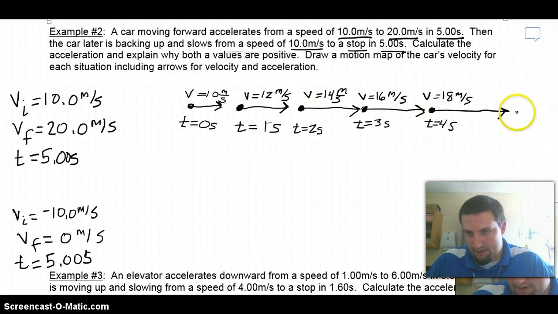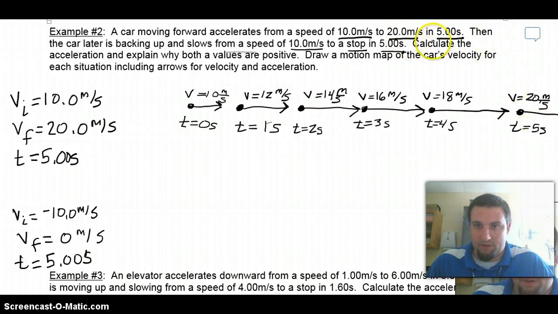And then at the very end, I'm going to be going off the page here. This velocity is 20 meters every second at time equals 5 seconds. And this should match up. At 5 seconds, my speed is 20 meters every second.